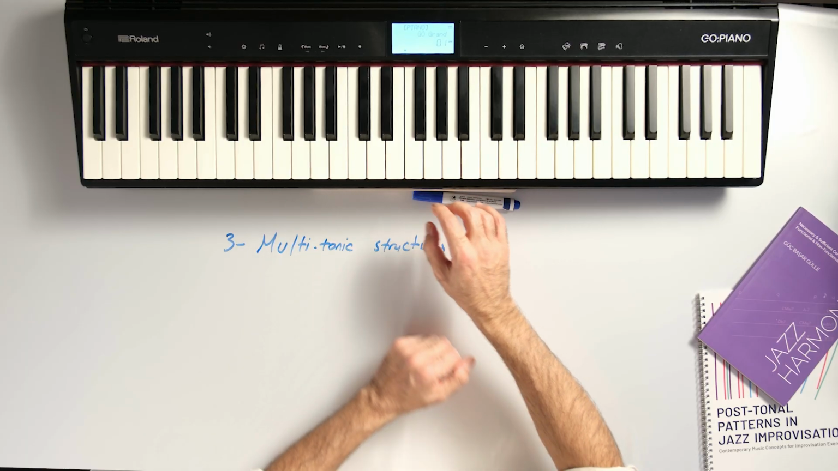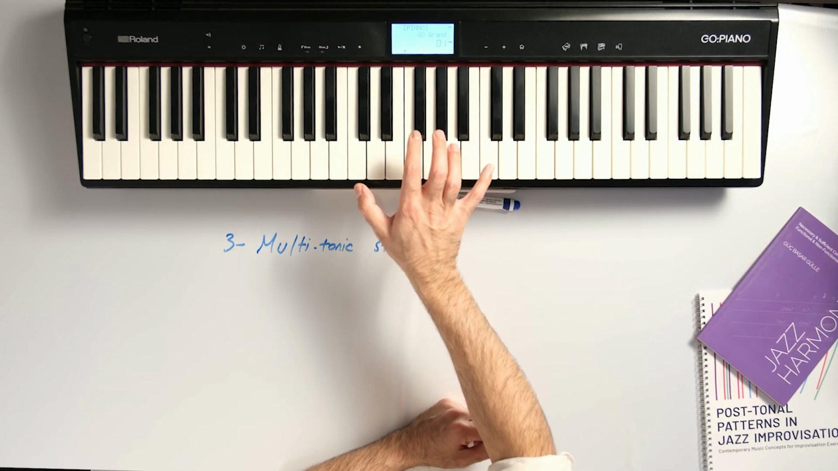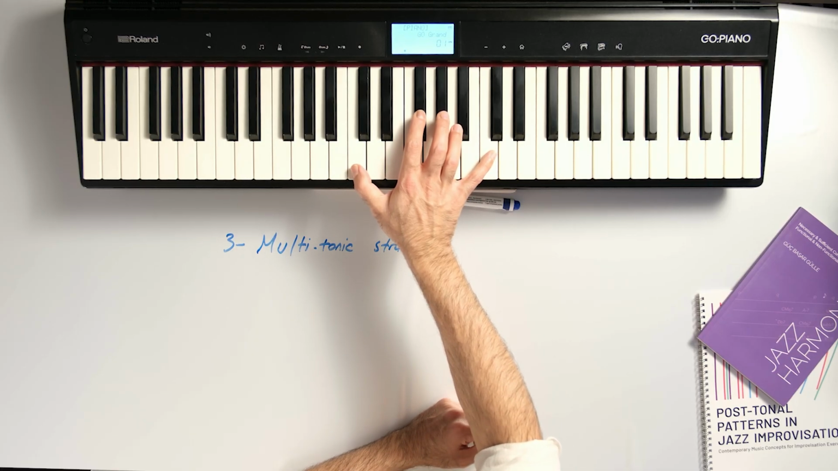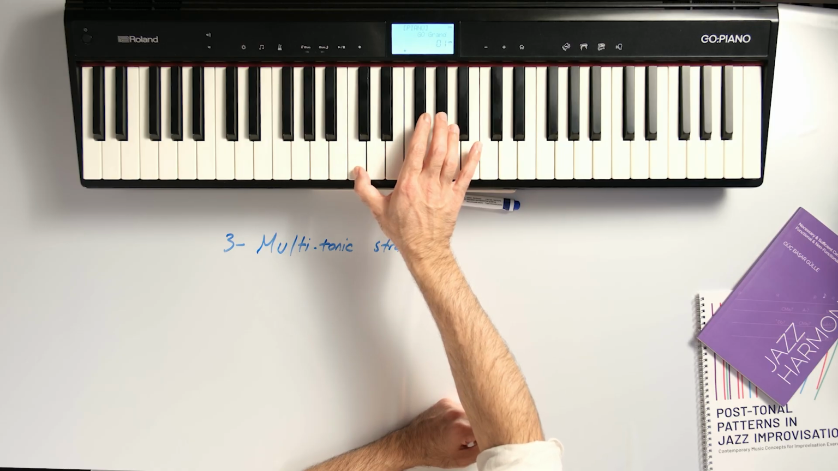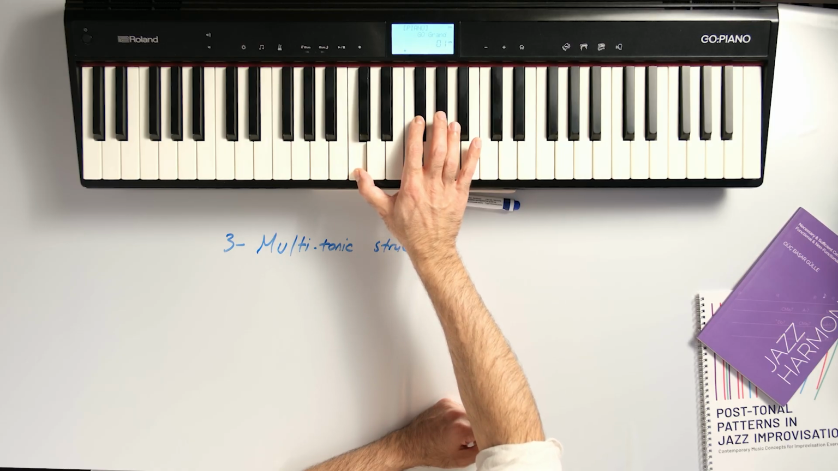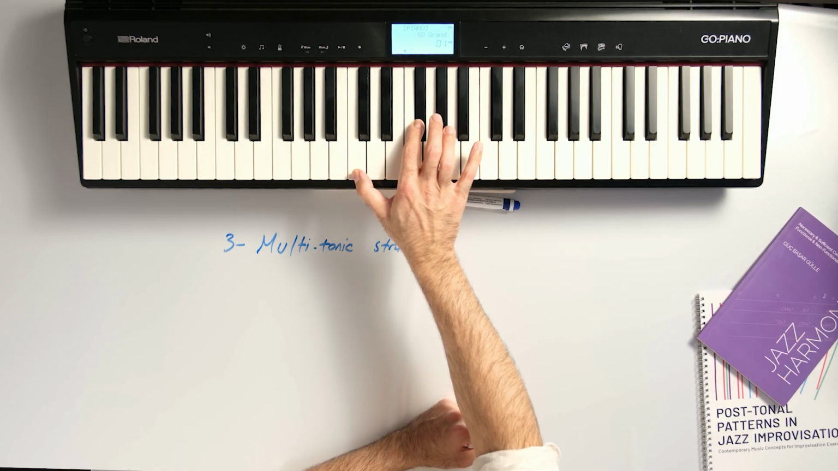For example, if you want the symmetrical division on the basis of augmented fourths, we have two notes: Do, Fa sharp, Do. These two notes can be the tonic, because it is divided equally.